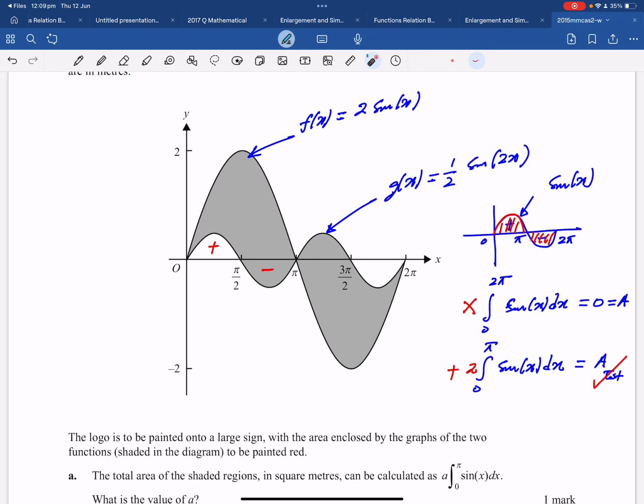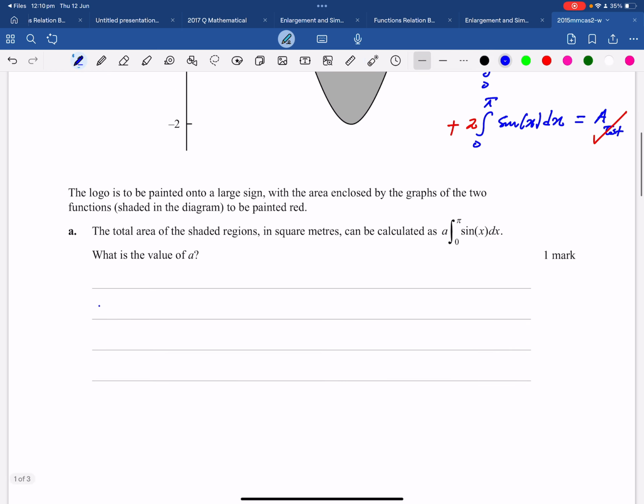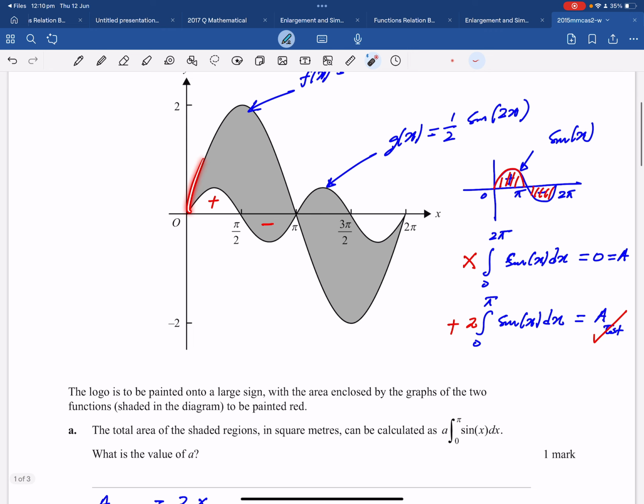So simply you can consider this f(x) function from 0 to pi, and when you integrate you get this part, and that's positive. Now to get this negative part, it's the same thing. You can see the symmetry. Once you find the area of this one, you multiply by 2. That's the strategy. So the total area is equal to 2 times, because you have 2 sections, 1, 2.